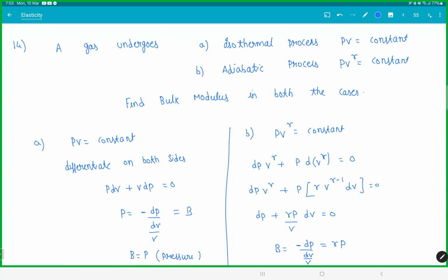And gamma is greater than 1. What does this mean? If you compress a gas isothermally and adiabatically, adiabatic is more difficult. Compressing a gas in an adiabatic process is more difficult than compressing it in an isothermal process, because higher the bulk modulus, more difficult to compress. Clear with this, everyone? So keep this in mind, quite a good one. Every time they won't give like this. Sometimes they might say TV^3 is equal to constant, find bulk modulus. Then you convert this into PV^something and then differentiate. Clear?